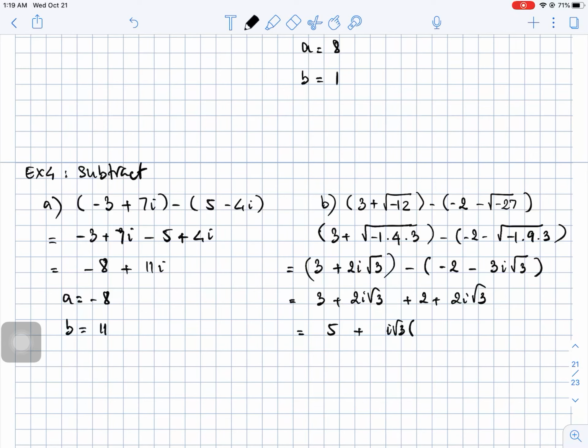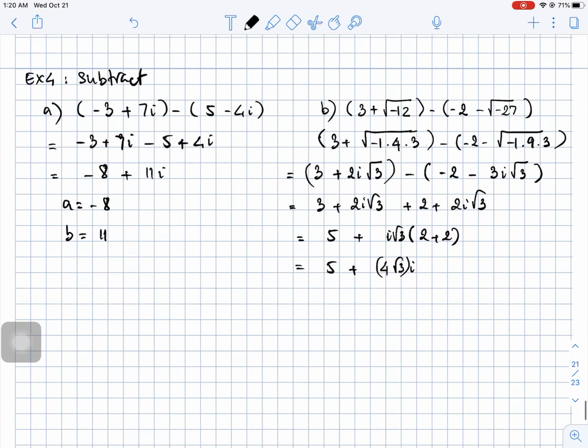Then we will open the parentheses for both of them, and then we combine like terms. So you see that 3 and 2 are like terms, so we get 5. The 2i square root of 3 and 2i square root of 3, so i square root of 3, they are like terms. You can factor out, so you get 2 plus 2. Then 5 plus, we will get 4 square root of 3 i. The real part is 5 and the imaginary part is 4 square root of 3.